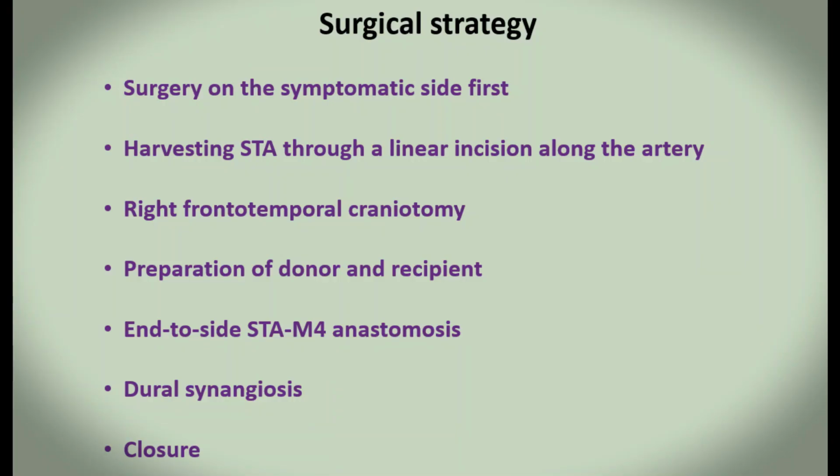The surgical strategy consists of surgery on the symptomatic side first, harvesting the STA through a linear incision along the artery, right frontotemporal craniotomy, preparation of donor and recipient vessels, end to side STA-M4 anastomosis, dural synangiosis, and then closure.